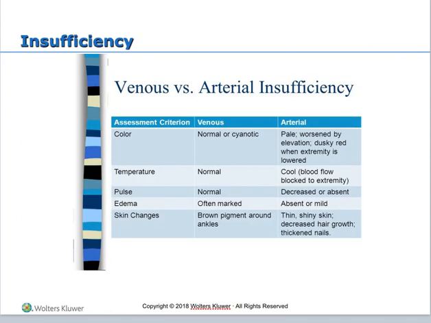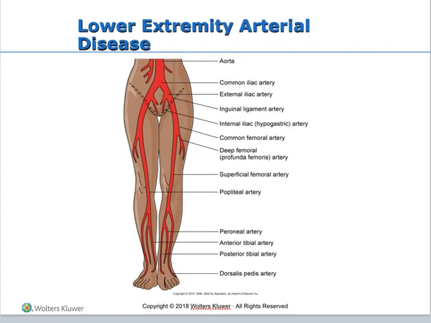Just to contrast venous versus arterial insufficiency. So the color, the temp, the pulse, the edema, the skin changes, kind of know those main categories. This slide shows you the common places of those atherosclerotic lesions. And the signs and symptoms that are most commonly associated are intermittent claudication, weak or absent pulses, decreased skin temperature, pallor or mottling, redness when in a dependent position, and hair loss.